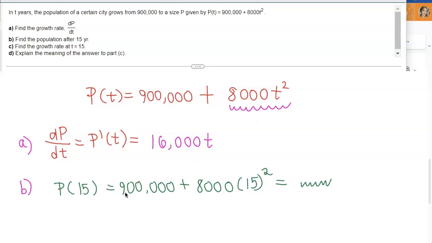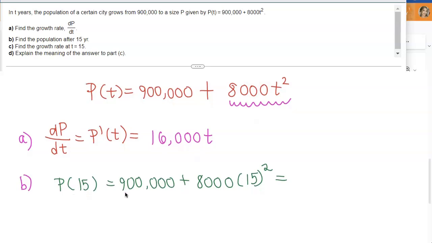But you know what though? They just said population. So are we talking about the number of frogs or birds in the city? I would say this is the number of people, but they really didn't say the unit here. I'll just go with people.